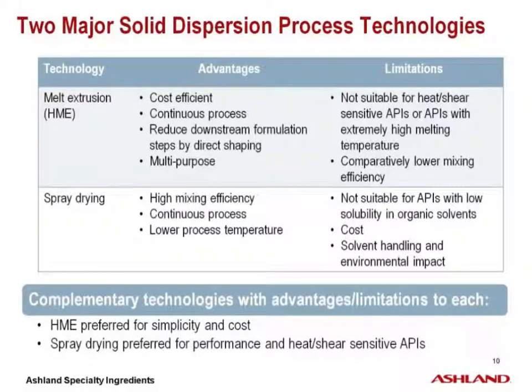There are two major process technologies for solid dispersion preparation, spray drying and melt extrusion, and both have their advantages and limitations. There's no one technology that can meet the needs of all APIs. Normally, melt extrusion is preferred for simplicity and less environmental impact, while spray drying often can offer better mixing efficiency and low processing temperature. Therefore, it's more suitable to handle heat-sensitive APIs.